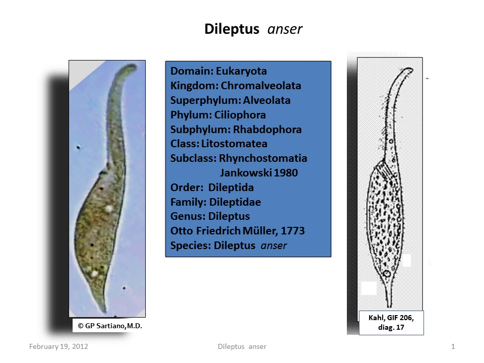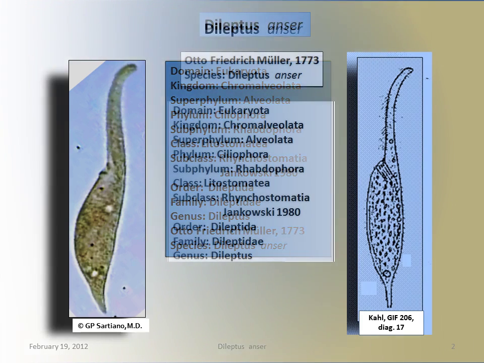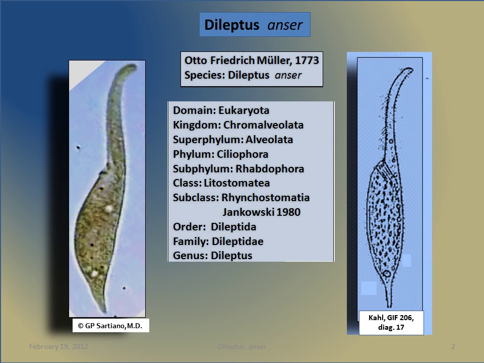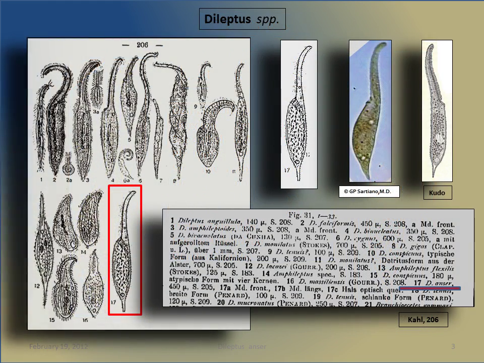Dileptus anser is the most frequently recognized species of Dileptus, both in the literature and on the Internet. It was originally described by Müller in 1773. A large number of species of Dileptus have been named and classified. Dileptus anser is number 17 among Kahl's published classical drawings of Dileptus species.